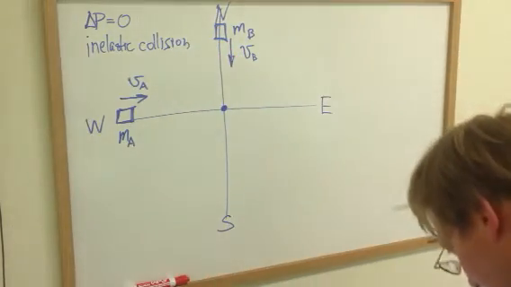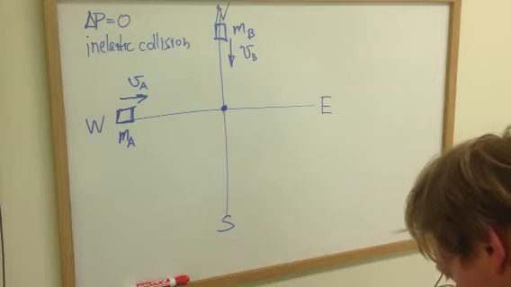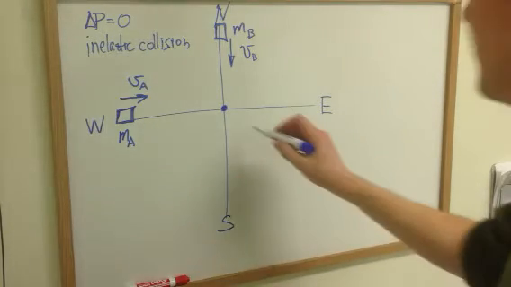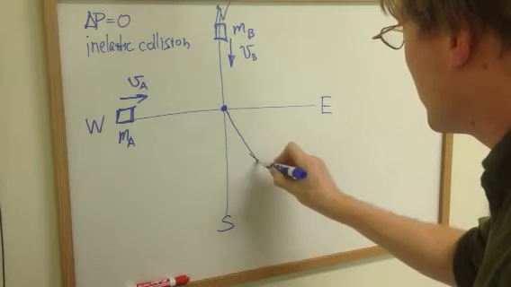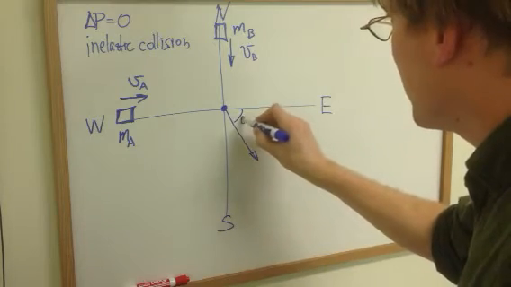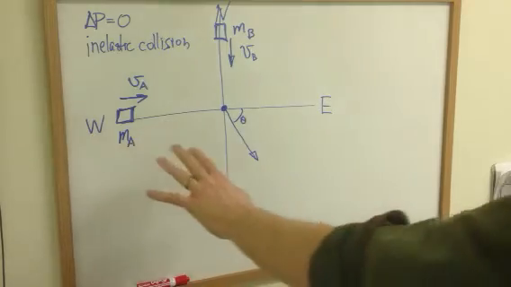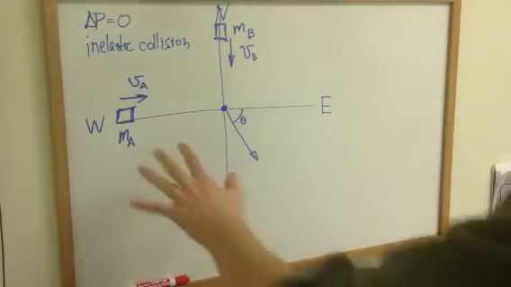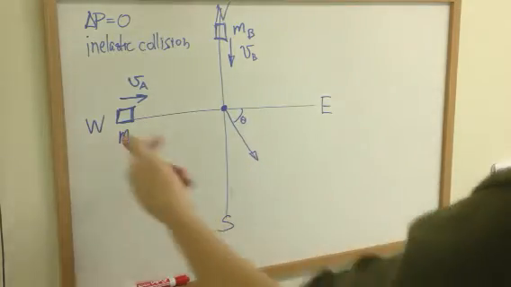They stick together and they move at an angle south of east. So I was given an angle, south of east. That would be this angle here, theta. Now the critical part to remember is that whatever momentum horizontally there was before, there will be after.